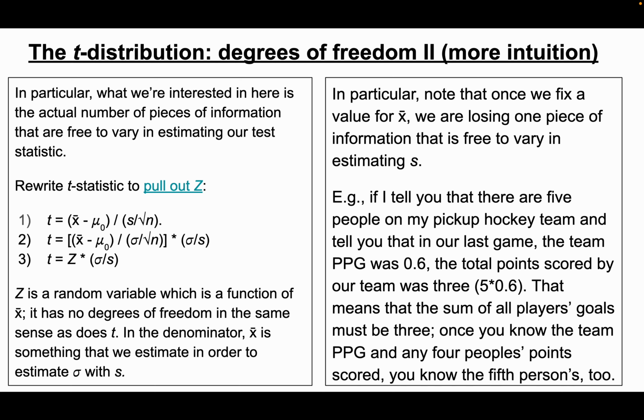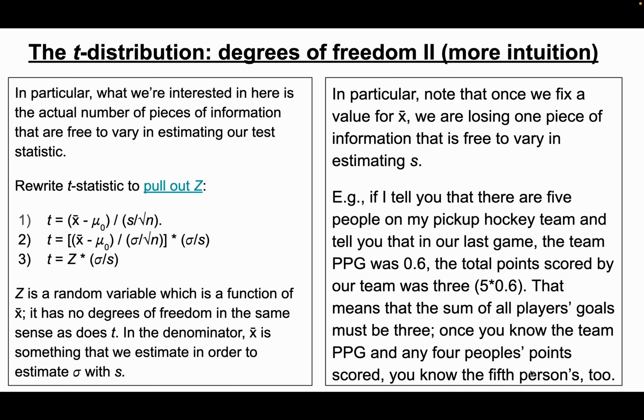Here's another way to see it. If I tell you, for instance, that there are 5 people on my pickup hockey team, and I tell you that in our last game, the team points per game, or the mean points per player, was 0.6, the total points scored by our team was 3. So we've got 5 people, and the average was 0.6, so that means we had to have 3 divided by 5 to get 0.6, right? So the sum of all players' goals must be 3, and that in turn means that once you know the team points per game and any 4 people's points scored, you know the 5th person's too.